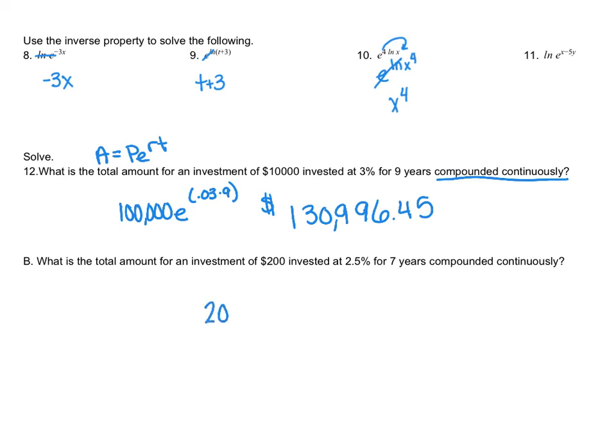What is the total amount invested compounded continuously? So that's our 200, not 2,000. My rate is 0.025 times my time of 7 years. So I'm going to put e to that power first, 0.025 times 7. I'm going to times that by 200, and we're at $238.25.